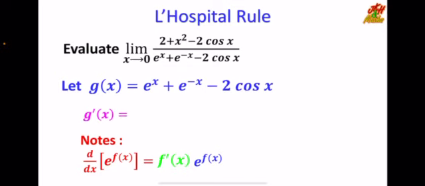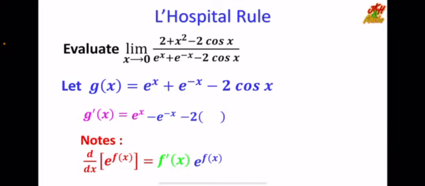So when we differentiate g with respect to x, we will have e to the power of x minus e to the power of negative x. Why did we get negative e to the power of negative x? Because when we differentiate the power of e, which is negative x, with respect to x, we will have negative 1. So negative 1 multiplied with plus, we will get negative e to the power of negative x.